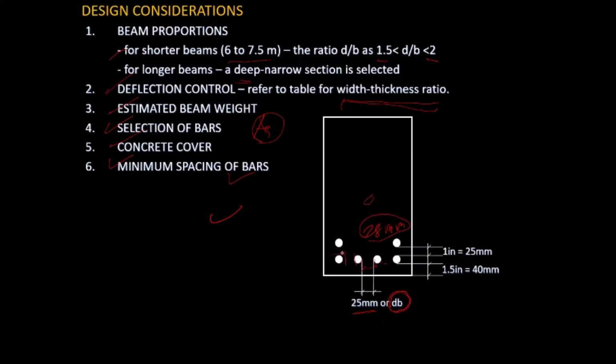For vertical spacing between layers, 1 inch. Ngayon itong concrete cover na ito is around 1.5 inch. 1.5 inch, that is equal to 40 mm. However, in our illustration here, wala tayong nakalagay na stirrups. Okay, so kailangan i-consider. Actually, clear cover is from stirrups.